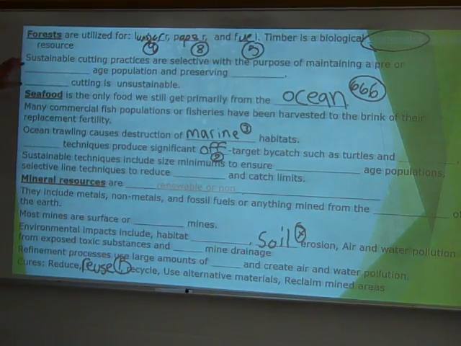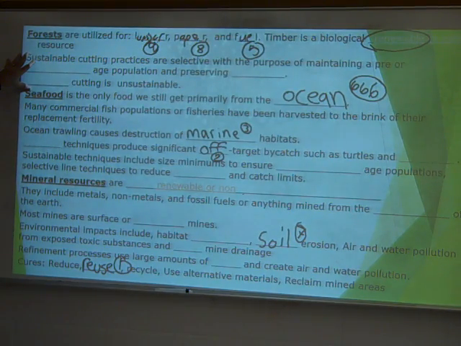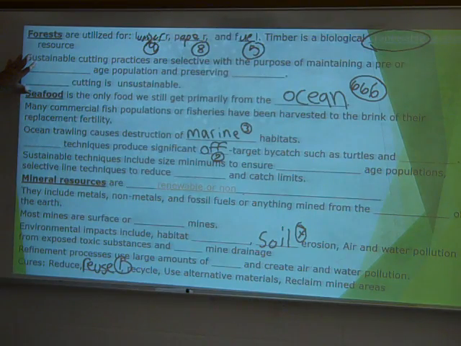So we have certain types of practices that can be used in forests that will help to make sure that the withdrawals do not exceed the deposits, so to speak. And that's what we call sustainable use. Whenever you have a renewable resource, whether it's this or water or soil or anything else that has a renewing process, sustainable techniques make sure that the withdrawals are not greater than the deposits.